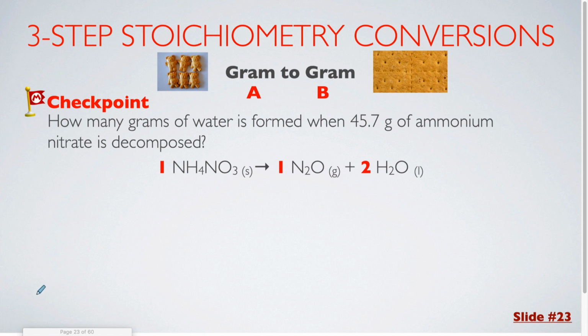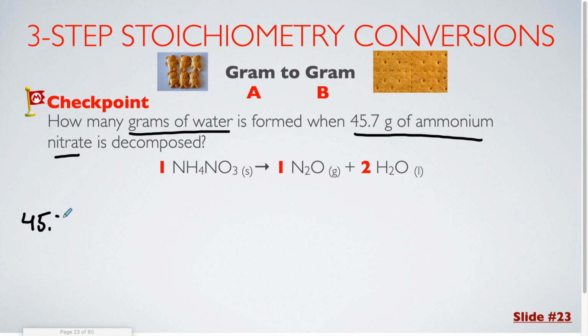In our first conversion, we are going to be going from the grams of one substance to the grams of another. Make sure that you are writing all of these checkpoint solutions into your notebook because they will help you with the key assignments that you will be expected to complete. So to start off with, I'm going to write out my 45.7 grams of ammonium nitrate, and then I'm going to be converting to grams of water.